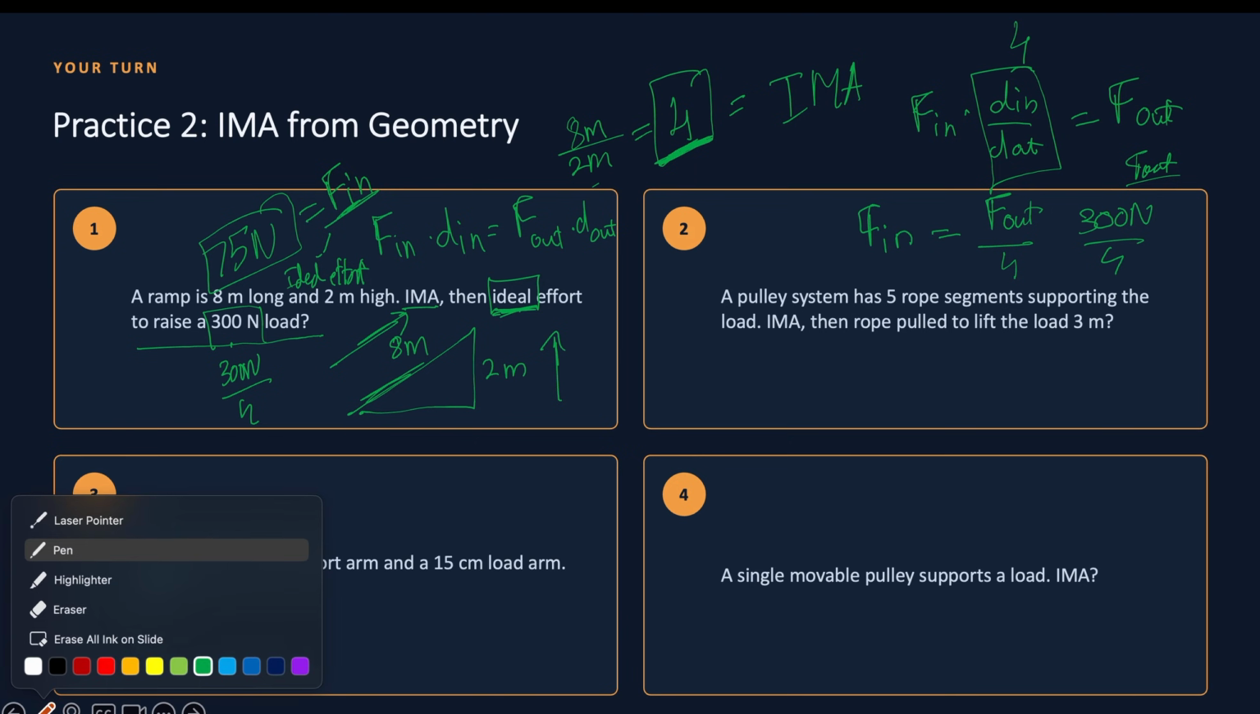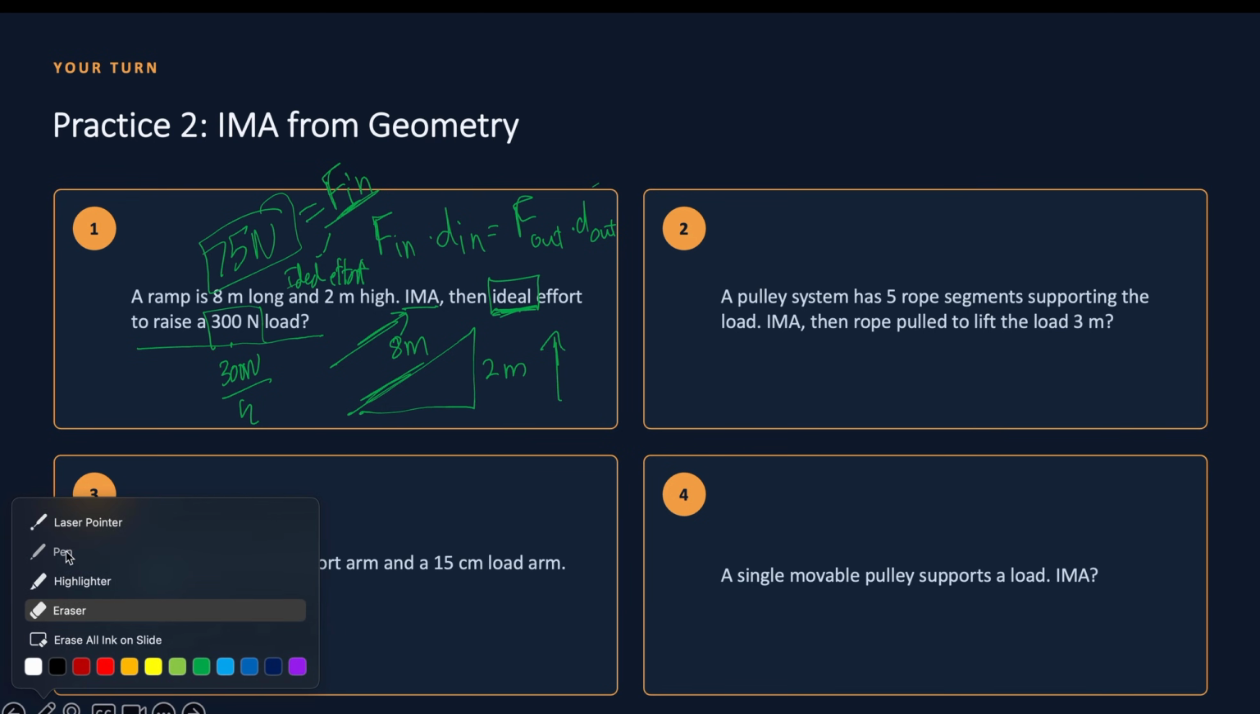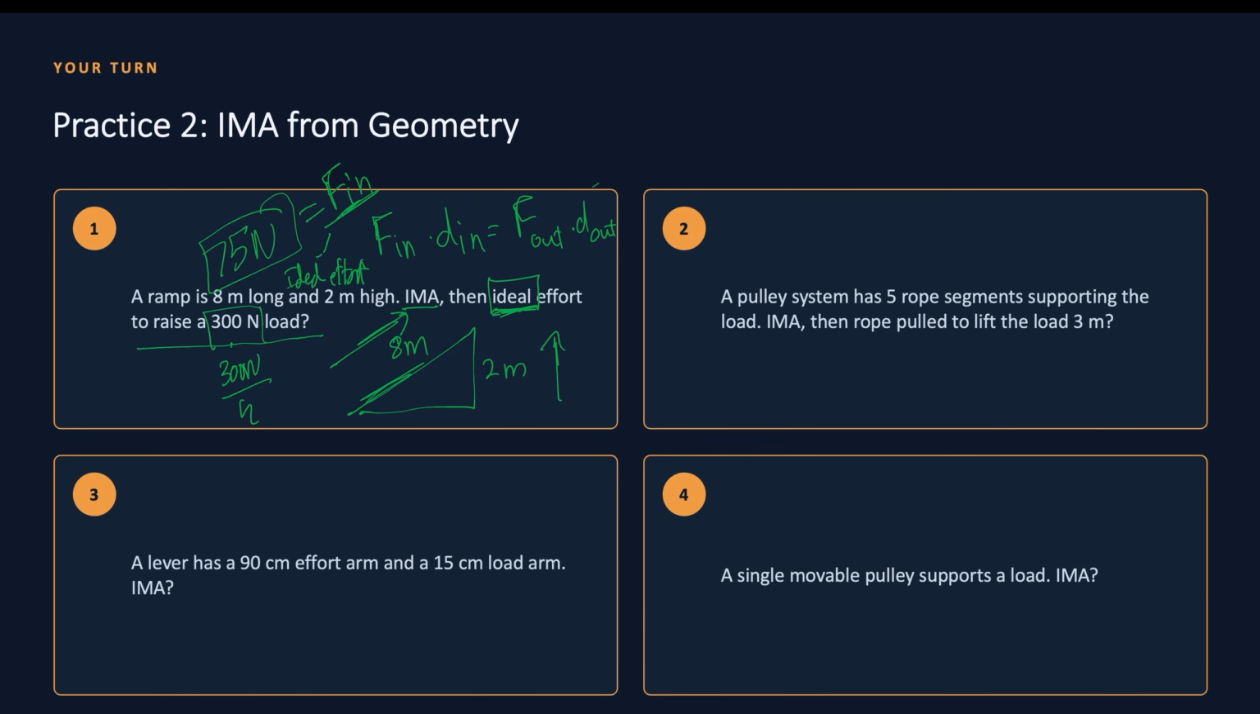Okay. Now let's go to number 2. Okay, so a pulley system has 5 rope segments supporting the load. Find the IMA, then the rope pulled to lift a load 3 meters. So 5 rope segments, okay, so 5 ropes here. I'm just denoting them as pulleys, but they could just be hanging ropes, right?